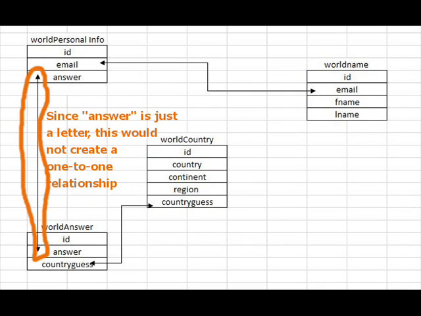So now we have the world personal information, which contains their email and their answer, which again is fine except for the fact it doesn't have the country code with it. But then the answer is just a letter. And that would create a one-to-one relationship, answer to answer, A to A, B to B. But we know that each person is going to have multiple choices for A because there are multiple continents. Clearly, not going to work.